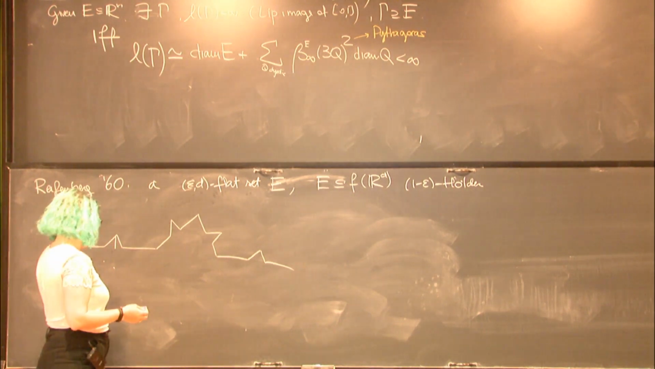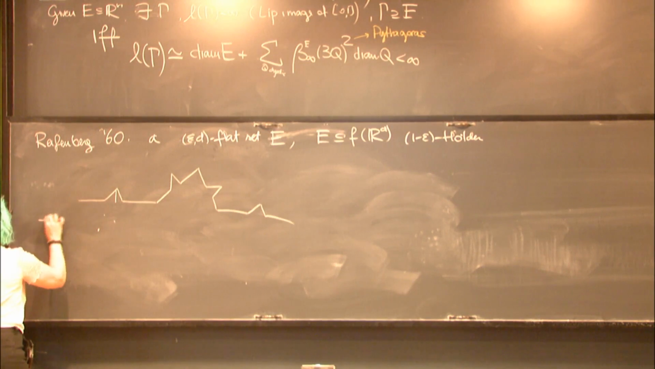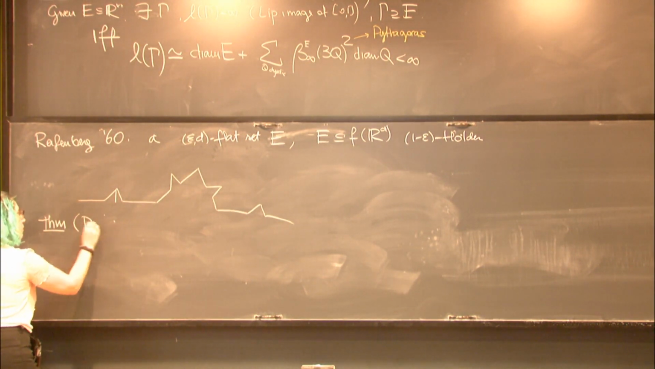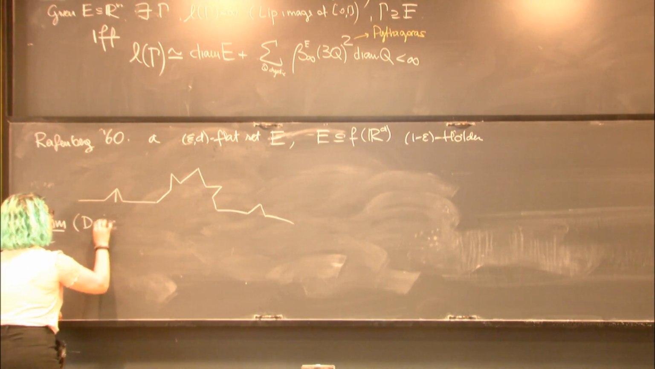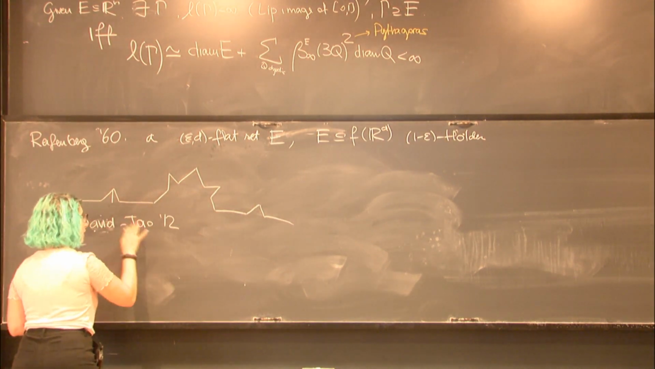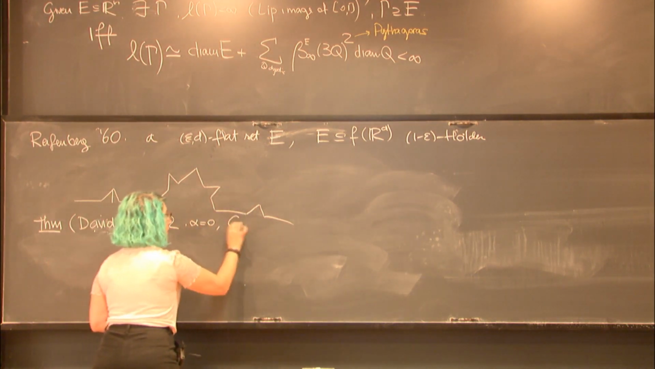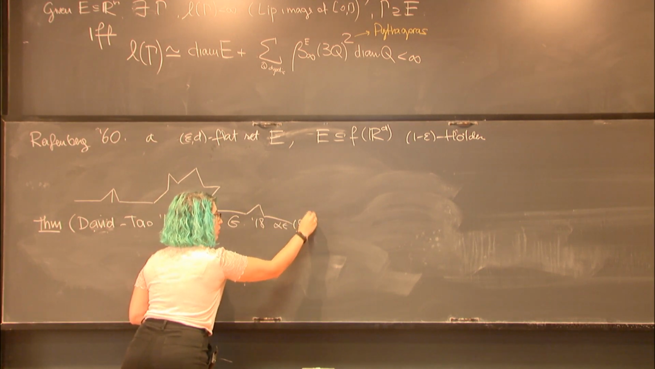All right, so I think I'm running a little late, but it's okay. So there is a theorem here, and I'm lying and hiding so many things, but it's okay. This is David and Toro, I think 2012, Guy David and Tatiana Toro, in the case alpha equals 0, and myself, I don't know, 2018, for the case alpha in (0,1).